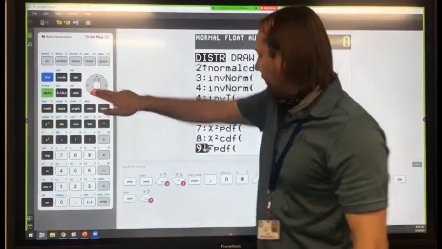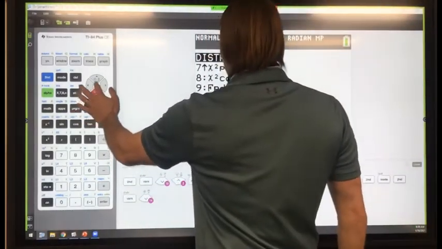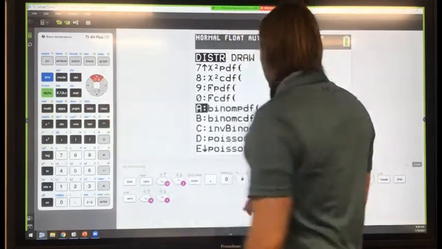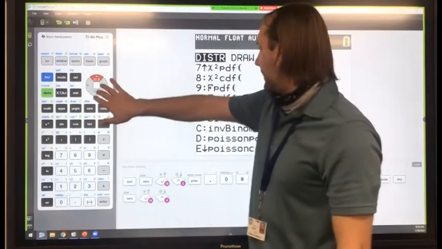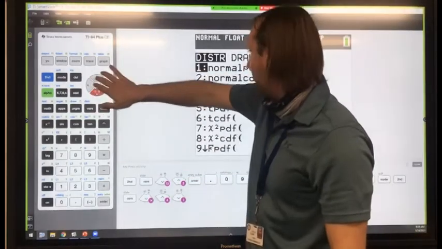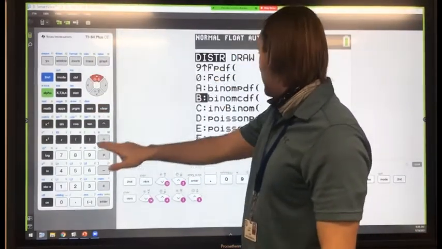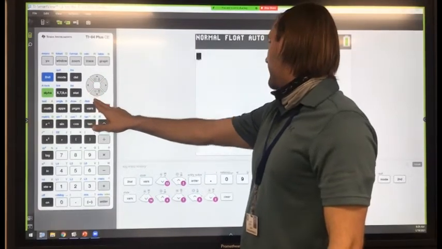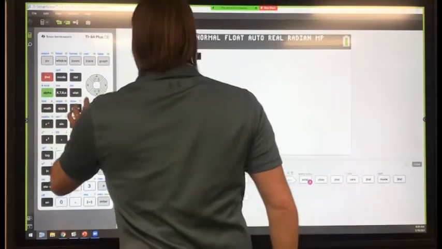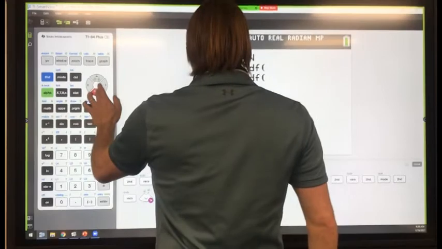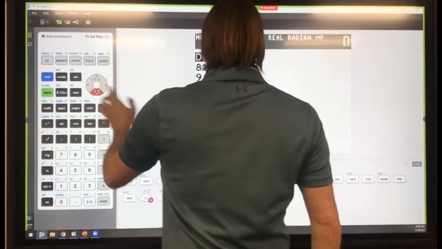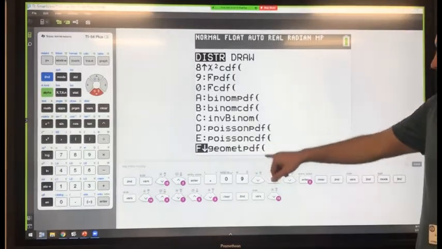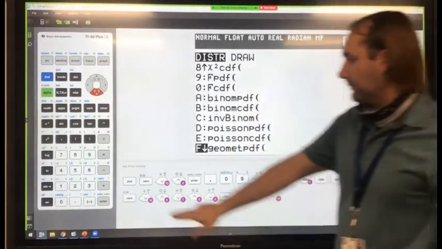Go all the way down till you see geometric PDF. Geometric, not binomial, geometric. All the way down. There we go. Mine says F, yours says E. I got a different format. Geometric PDF. Hit enter.